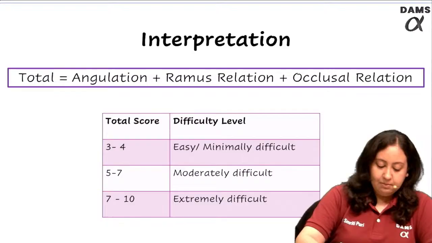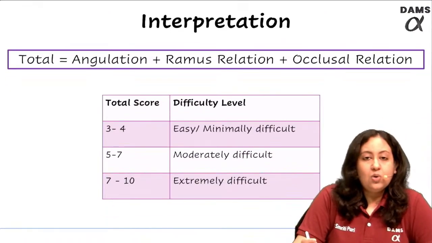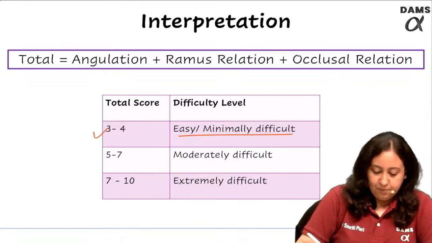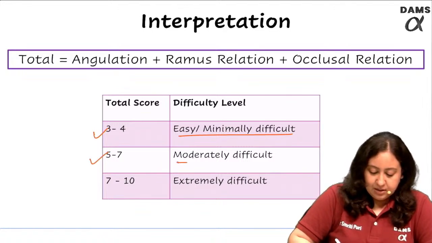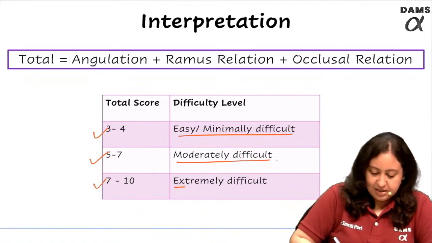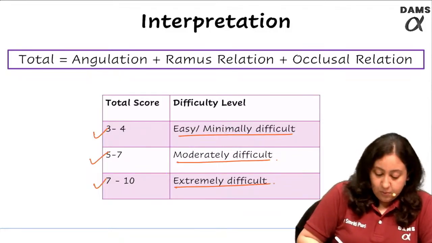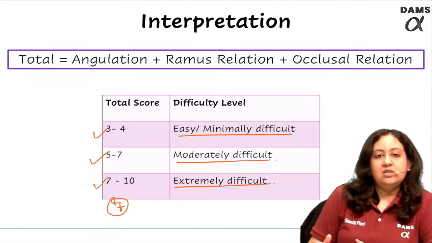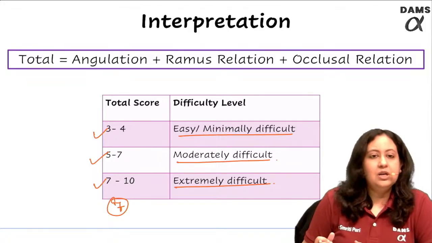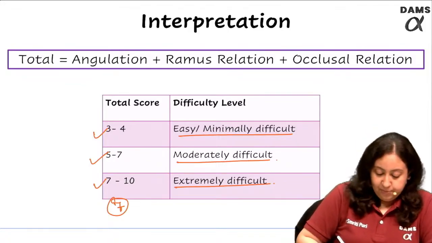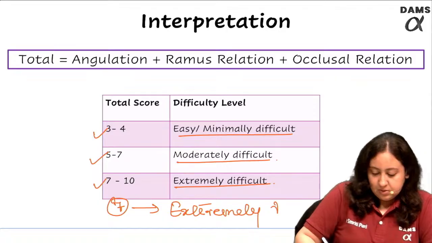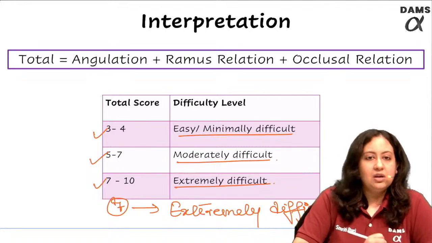Now when you sum this up, your scores can be categorized as per this following table. So 3 to 4 is easy or minimally difficult, 5 to 7 is moderately difficult, and 7 to 10 is extremely difficult. But 7 is an overlap score. Some older texts used to consider it as moderately difficult, but the newer texts give preference to 7 towards extremely difficult. Even though it's an overlapping score, the preference would be given to mark extremely difficult.